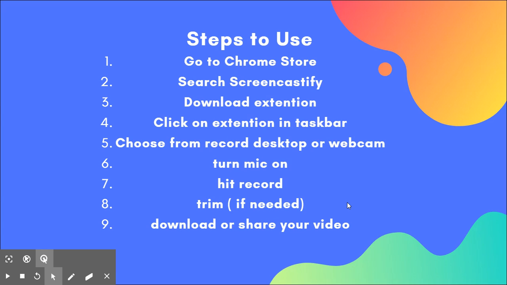From there, you want to choose from the record desktop or webcam recording. You want to make sure you turn on your mic if you want to record your audio. Obviously, you want to hit record. If necessary, they do have some simple trimming features. And lastly, you want to download or share your video. It's really that simple.